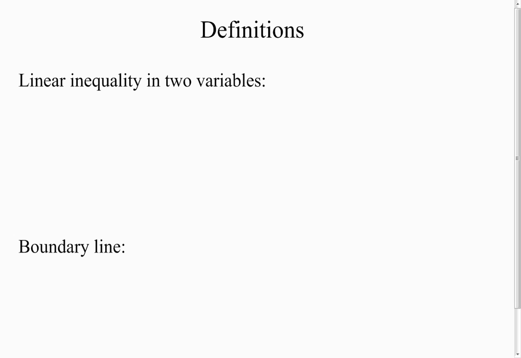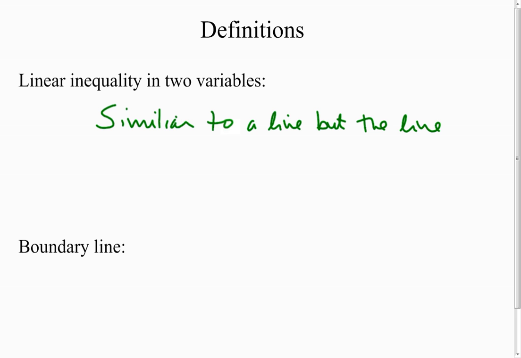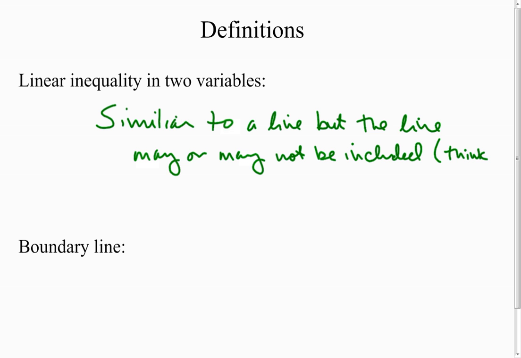Definition: a linear inequality of two variables is similar to a line. But the line may or may not be included. And I'm going to relate it to the open circle or the filled-in circle. And that's what the boundary line is. One side, before I forget, is shaded. And that's going to be where all your solutions are.